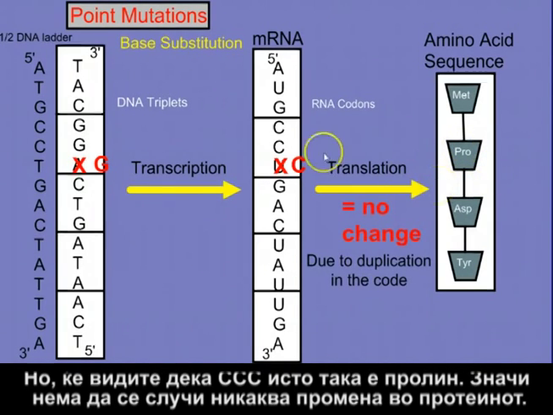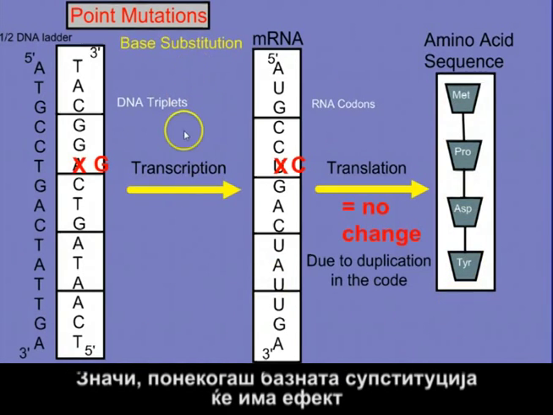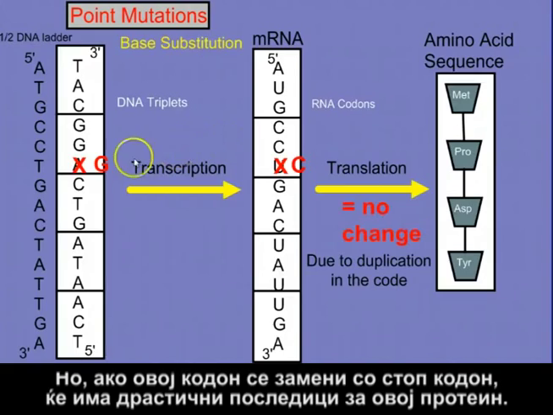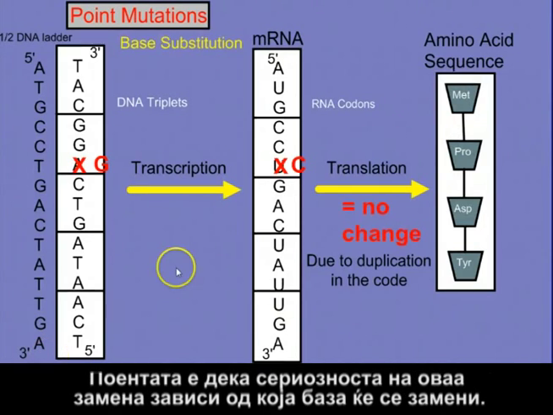Because of the duplication in the code, this base substitution, this point mutation, caused no change in the shape or structure of the amino acid sequence of our protein. So sometimes a base substitution can have a slight effect, changing serine to proline or proline to serine, and sometimes it can have no effect. But what if this single base substitution were to change this triplet or this messenger RNA codon to a stop codon? That could have a drastic effect on the structure and function of this protein. The point is, it's hard to predict the severity of a base substitution. It would depend on which base is being substituted.